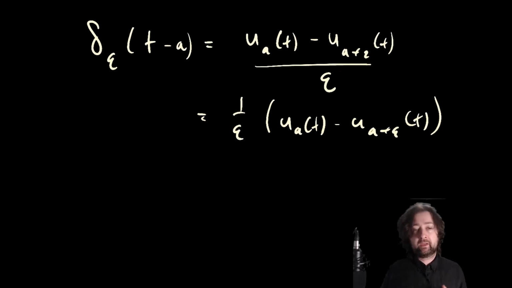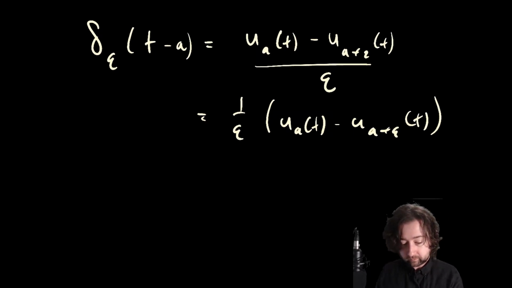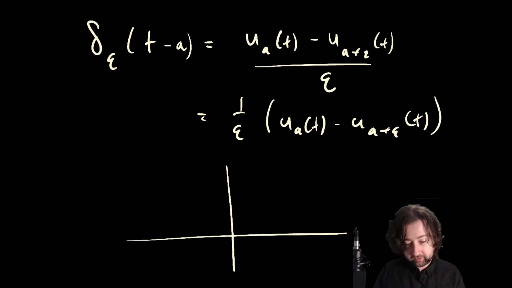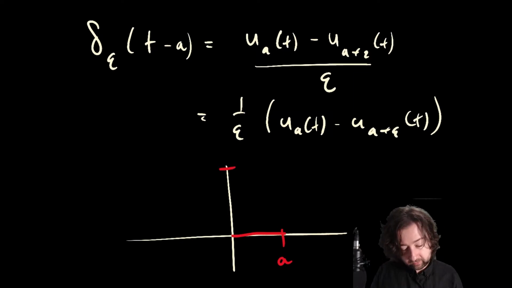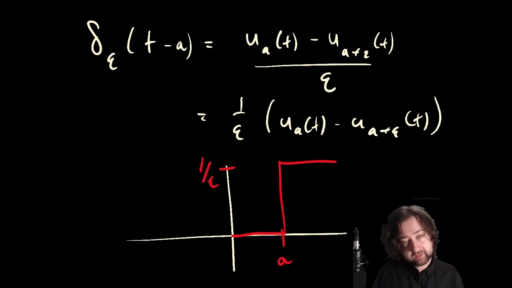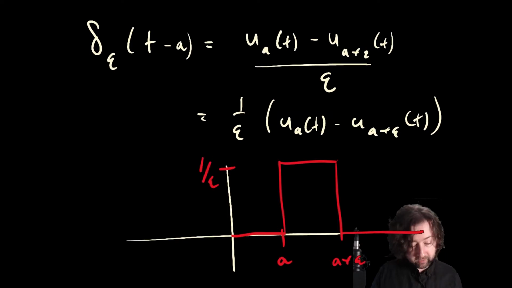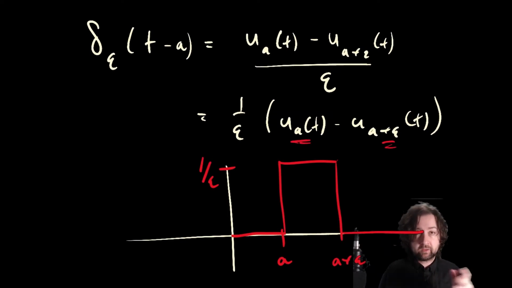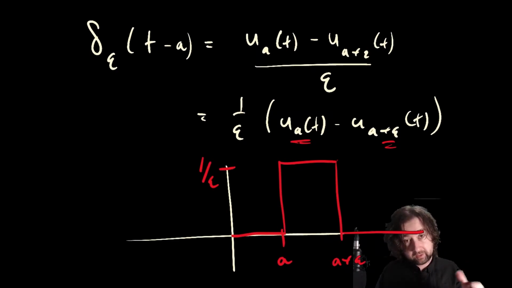And it's easy to see what's going on here if we make a graph of it. So what is delta? Delta, because it's built out of step functions, is 0 until you get to a. And then it jumps up to be 1 over epsilon for a while. But then as soon as it gets to a plus epsilon, it falls back down again. And then it's 0 forever. That's the effect of this switch here. The u_a turns on at a, and the u_{a plus epsilon} turns on at a plus epsilon, which turns the whole switch off, because then you have 1 minus 1.